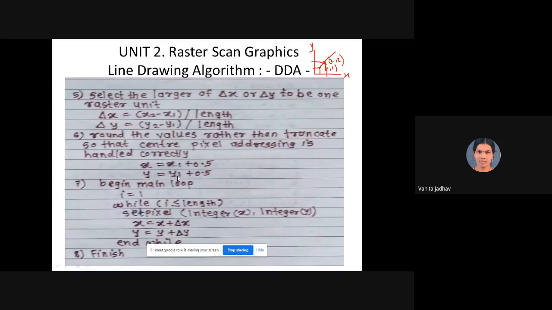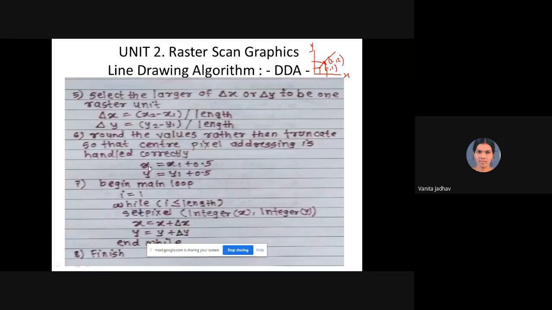My y1 is 0. Which is my first point? The endpoint is 0, 0. So that's why my x1 will be 0 and y1 will be 0. So I will add 0.5 to both x1 as well as y1. So I will get the result x equal to 0.5 and y equal to 0.5. Do you agree with me?